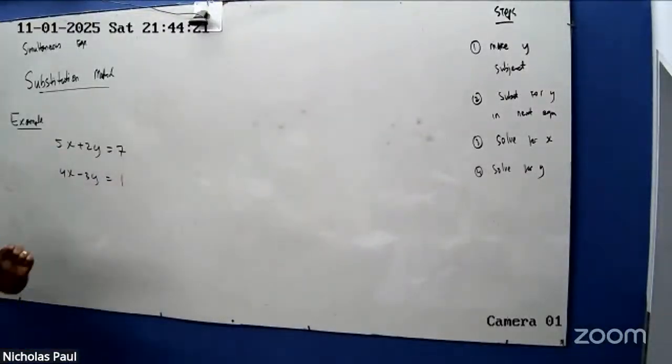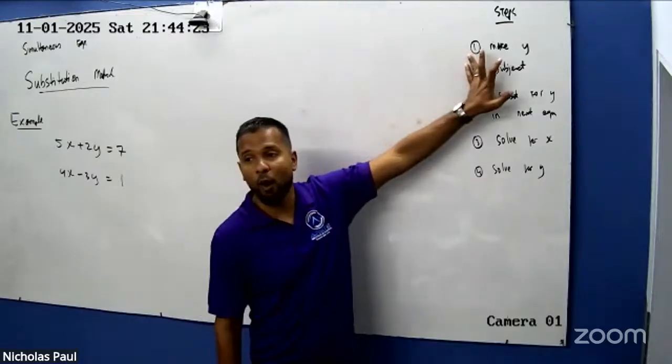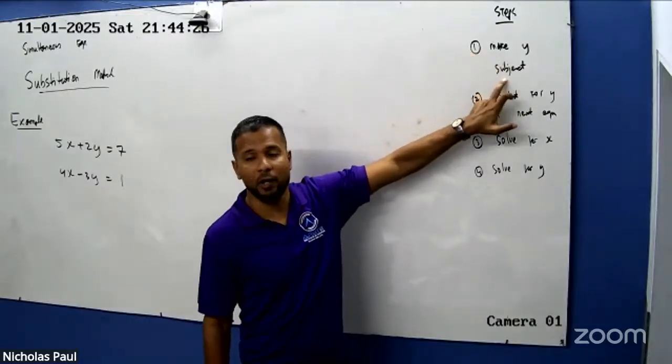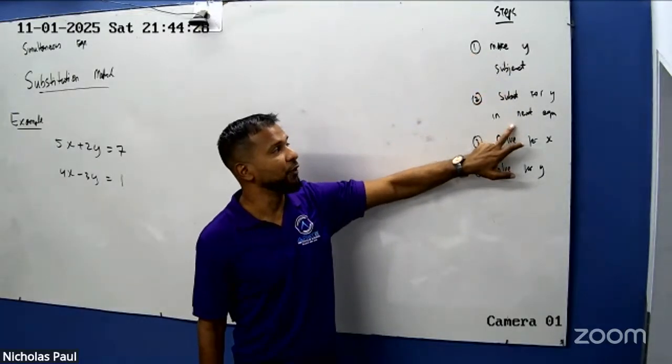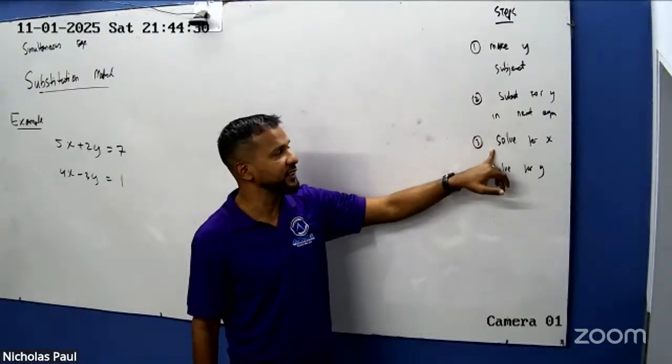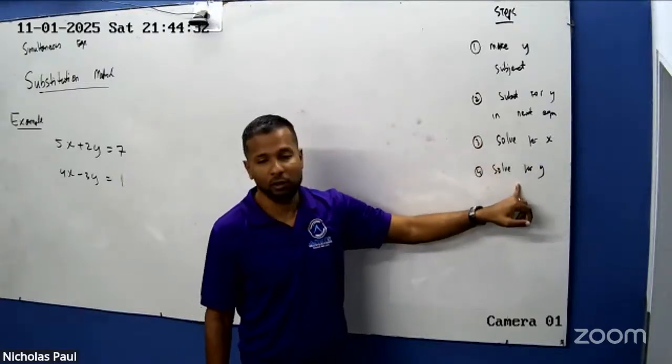Everybody watch here now. So here's what we're doing. Step 1, make y the subject of the formula. Step 2, substitute for y in the next equation. Step 3, solve for x. Step 4, solve for y.